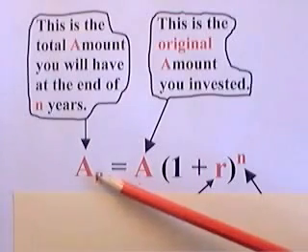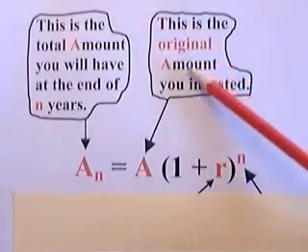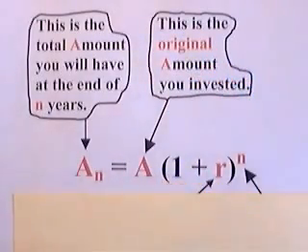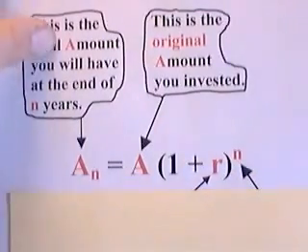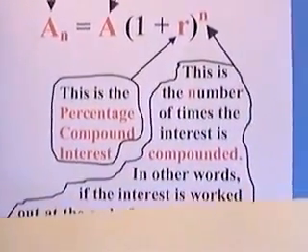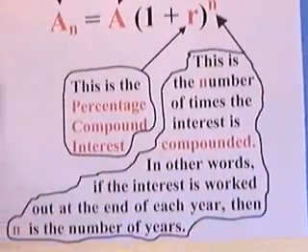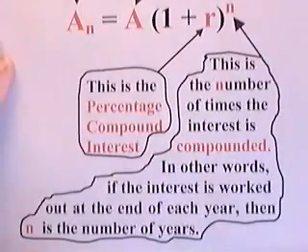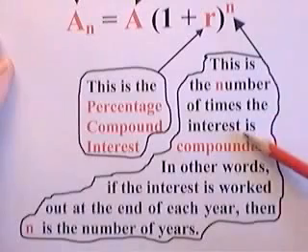Okay, but don't worry about that. This A is the original amount that you invest. Okay, now this R and this N are the only other two things you need to know about. Now the R is the percentage compound interest, and let's get that more in the center so you can see it. There we are. And this N is the number of times the interest is compounded.